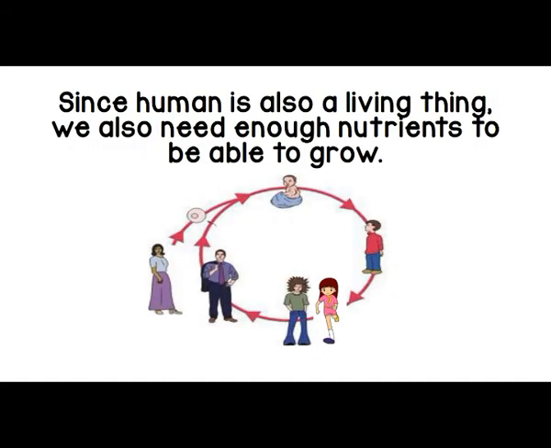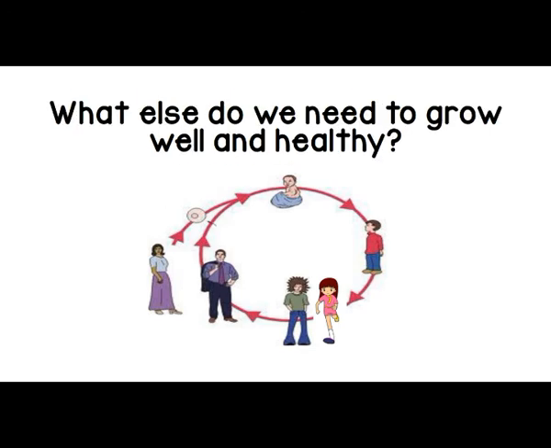Since human is also a living thing, we, human, also need enough nutrients to be able to grow, to be able to pass each stage of the life cycle, which is from the baby, to be a toddler, to be a teen, and to be an adult. What else do we need to grow well and healthy?